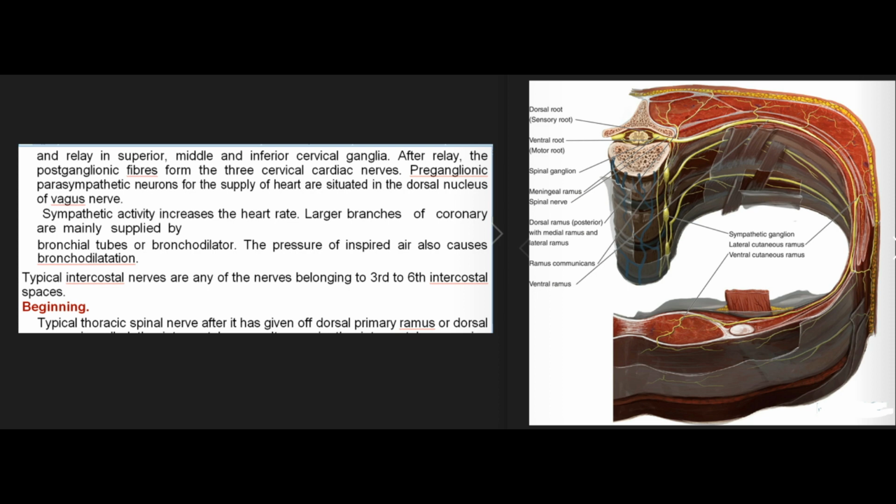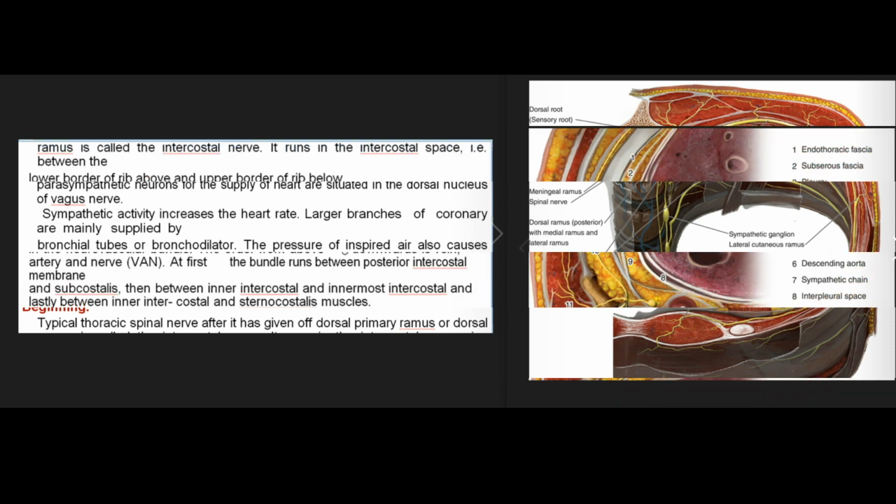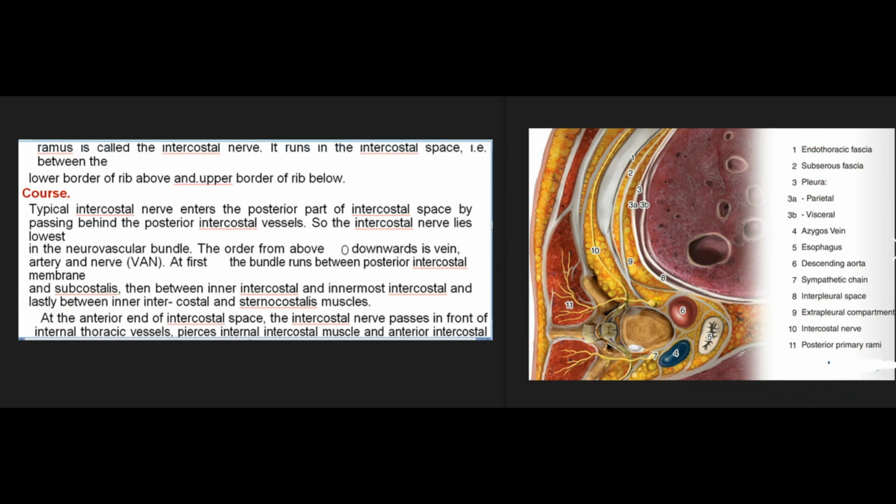Typical intercostal nerves are any of the nerves belonging to 3rd to 6th intercostal spaces. Beginning. Typical thoracic spinal nerve after it has given off dorsal primary ramus or dorsal ramus is called the intercostal nerve. It runs in the intercostal space, i.e. between the lower border of rib above and upper border of rib below. Course. Typical intercostal nerve enters the posterior part of intercostal space by passing behind the posterior intercostal vessels. So the intercostal nerve lies lowest in the neurovascular bundle. The order from above downwards is vein, artery, and nerve.